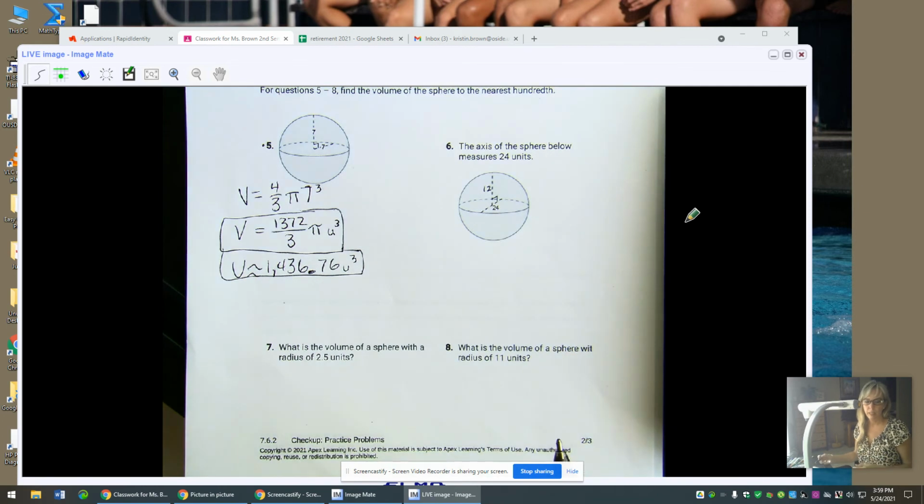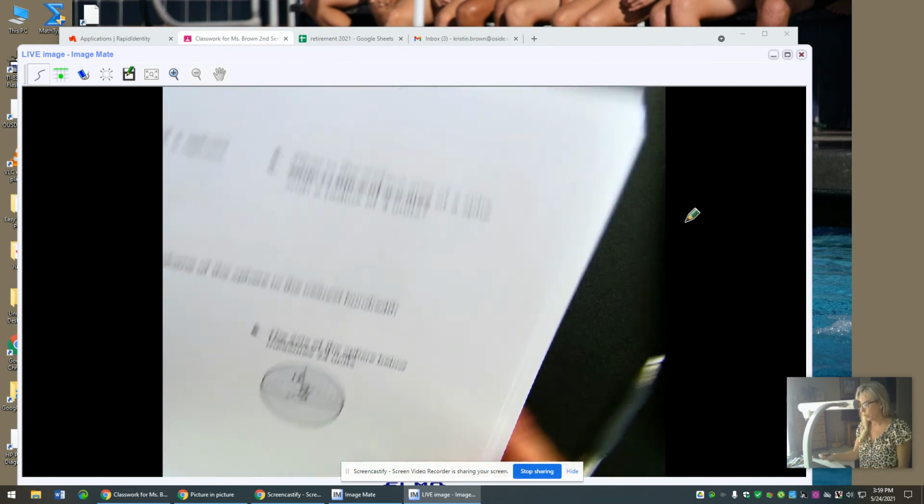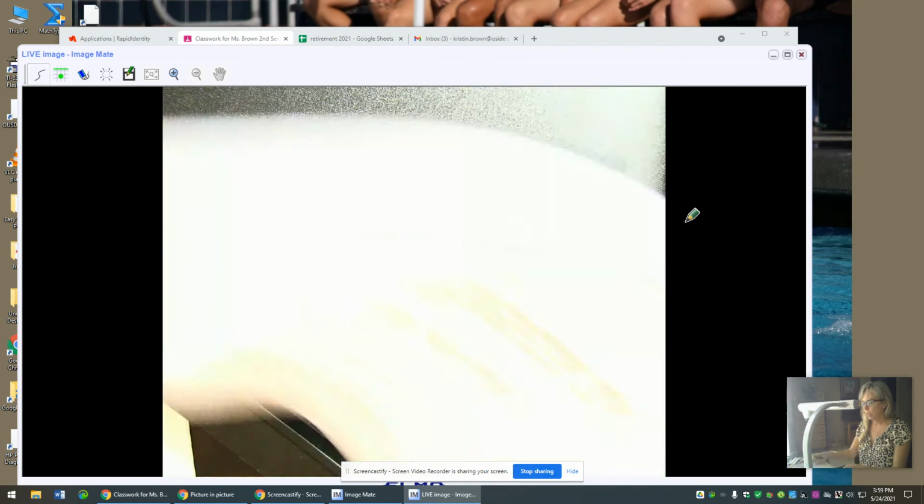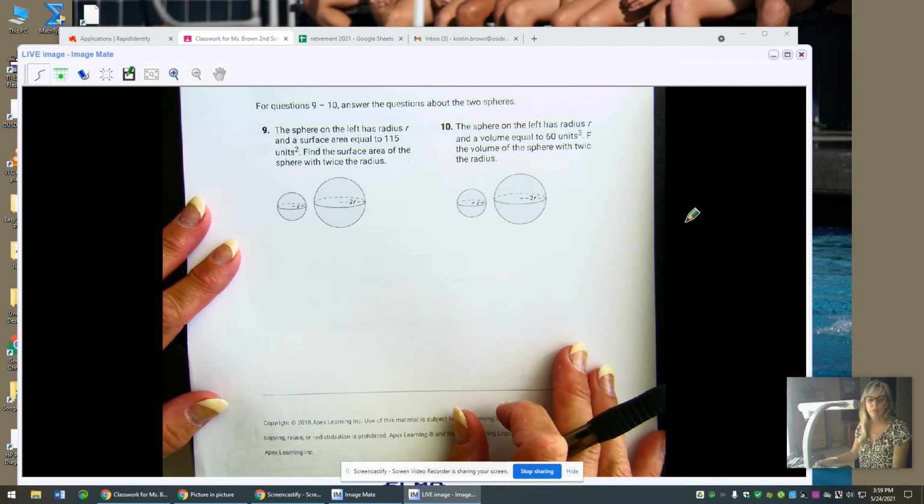Again, 7 and 8, they give you what you need. They just don't have an image to go with it. Moving on. Number 9. We have 2 spheres.